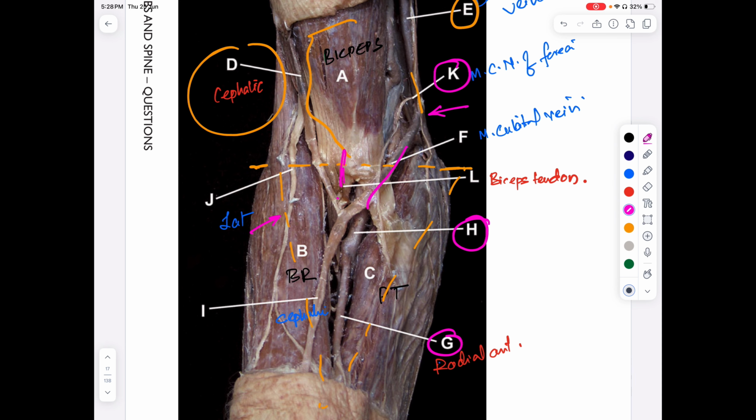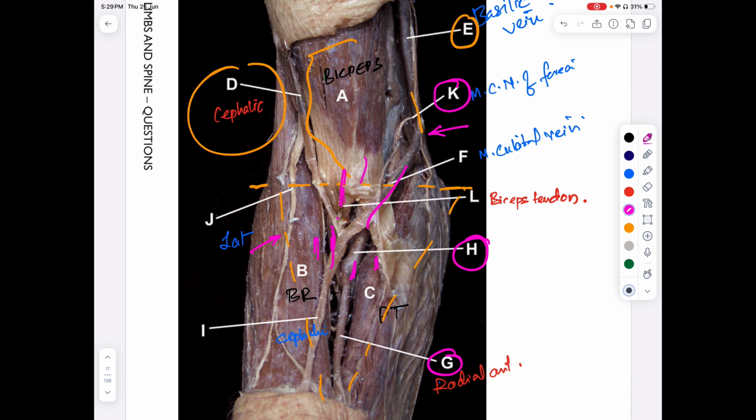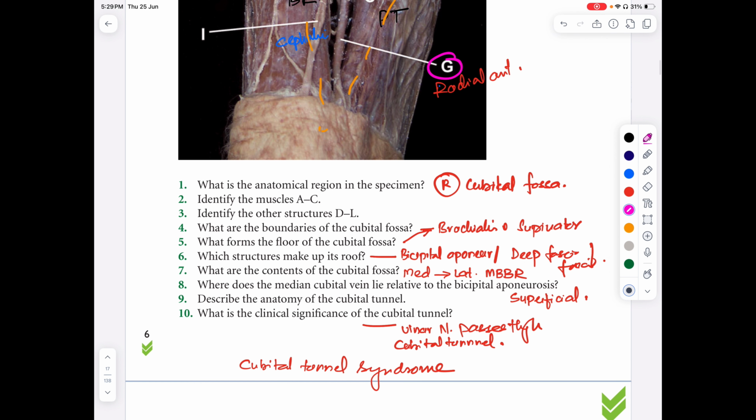The contents of the cubital fossa from medial to lateral: median nerve, brachial artery, biceps tendon, and radial nerve. The median nerve is not seen here. So medial, brachial artery, biceps tendon, and the radial nerve. The median cubital vein lies superficial to the bicipital aponeurosis. You can see this is the bicipital aponeurosis, and this vein is superficial. Median cubital vein is related to the biceps. It is superficial.